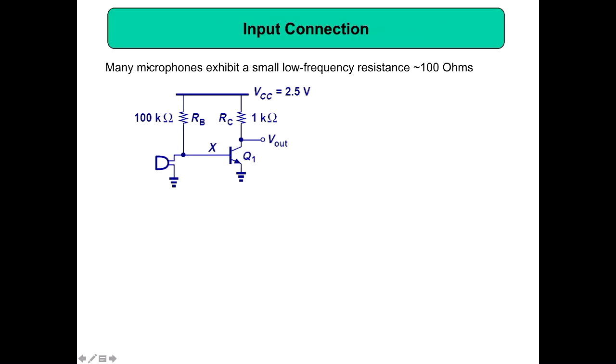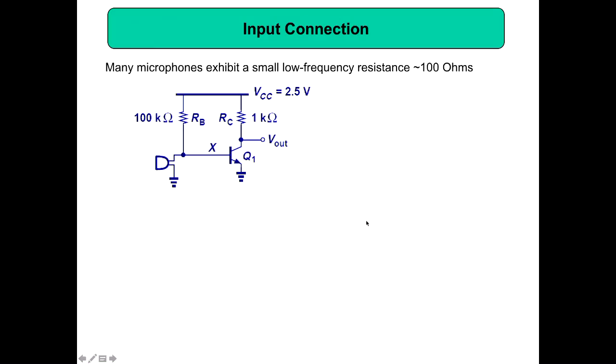Why? Because many microphones exhibit a small low frequency resistance around 100 ohms. So this one has a 100 ohm resistor. When you connect your microphone, here you are connecting a 100 ohm to the ground, and there is a problem. The problem is that your Vx will reduce. Your Vx equals 100 ohm divided by 100 kilo ohm plus 100 ohm, times 2.5 volt.